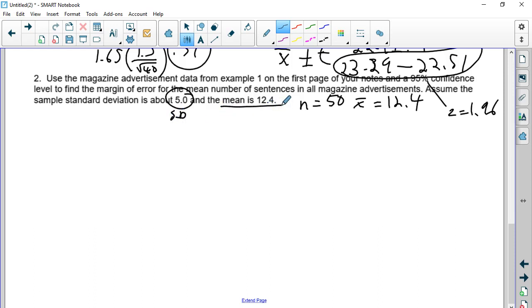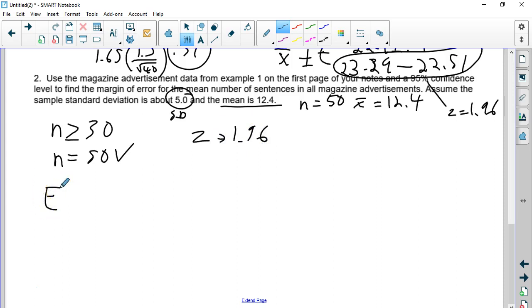So let's check our conditions first. N's got to be greater than or equal to 30. Well, my actual N is 50. Check. Good to go. My z-score, as we already said, is 1.96. The margin of error, big E, is going to be my z-score, 1.96, times my standard deviation divided by the square root of my number in the sample, that's 50. And that works out to be 1.39. That's my error, margin of error.